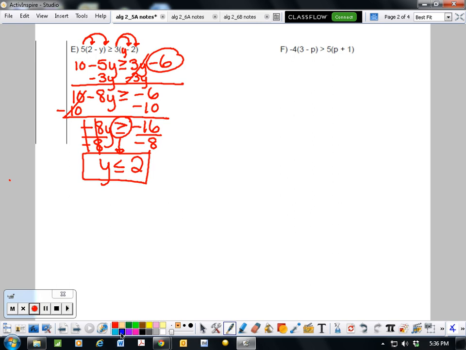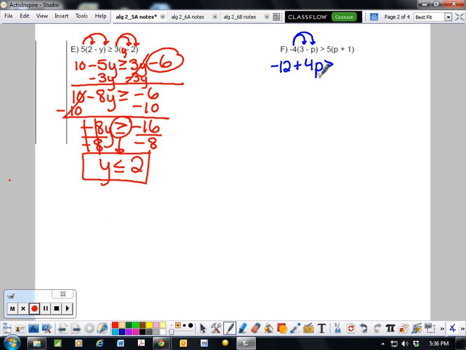Okay, for our next one, again, parentheses. Oh, this time we have the same letter. That's always nice. So we distribute in that negative 4. So negative 4 times 3 is negative 12. Negative 4 times negative p is positive 4p. And that is greater than.